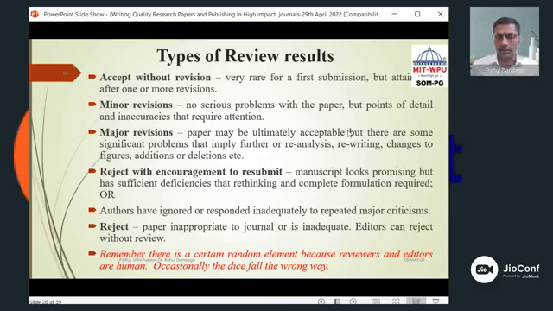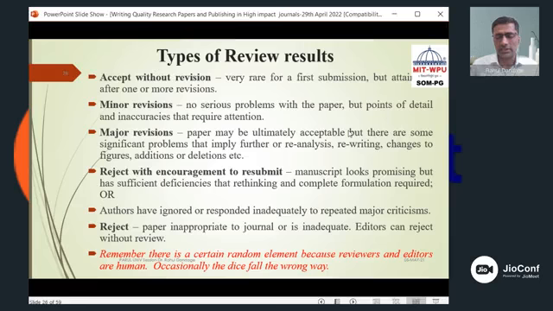Another review result may be in the form of minor revisions. Most of the things are fine, but some revisions are required. Sometimes the reviewers may be satisfied with 60% of the paper, but 40% of it needs to be majorly revised. Sometimes it can be a reject, with the reviewers encouraging you to resubmit this manuscript with some modifications, some major revisions.